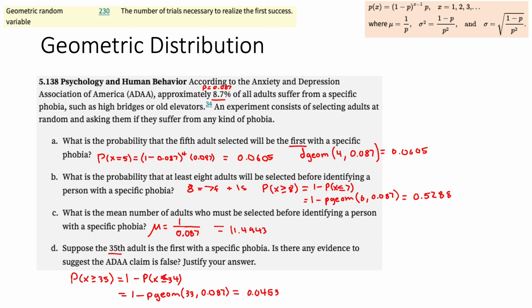Okay, and we're going to compare that to that 5% rule. And this would obviously be based on these results. This is less than 0.05, so we would say that this is a very unlikely occurrence. It's possible that this 8.7% value may not be valid. It's possible we might be selecting from a group of individuals that don't follow this 8.7% information that we have access to. Okay, something along those lines.